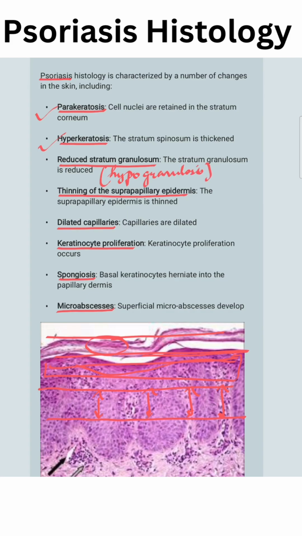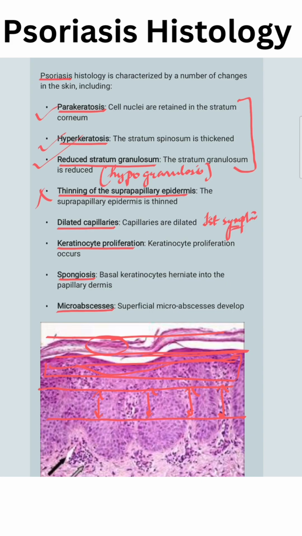And there is thinning of suprapapillary dermis. You can avoid this. Hypogranulosis, hyperkeratosis and parakeratosis, very important points. And usually in psoriasis, the first symptom is this.